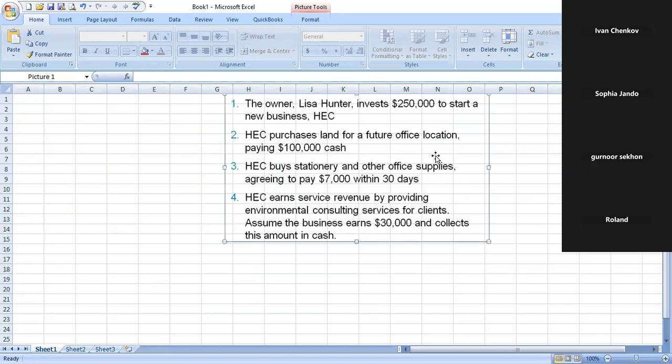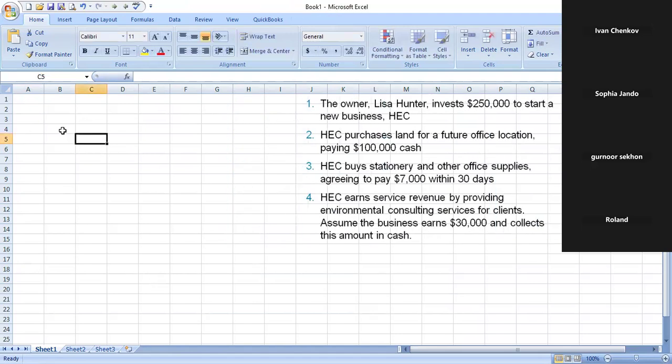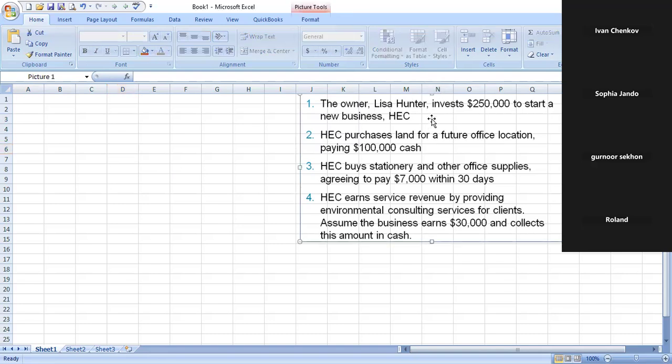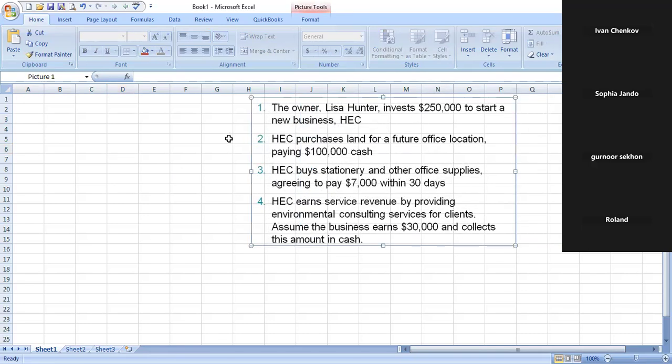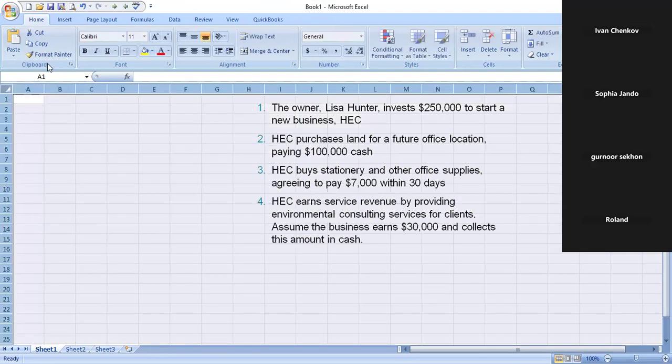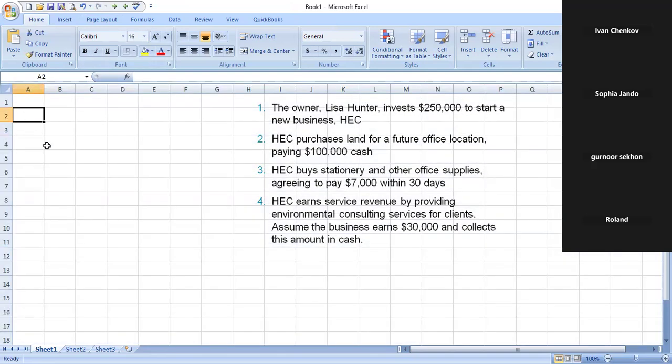Once you have my screen, let's start with the first transaction, one after another. The owner of the company, Lisa, opened her new business, and she invested, as you can see, $25,000 cash to start the business. So the first question: is there a transaction related to the business? Yes, there is a transaction.